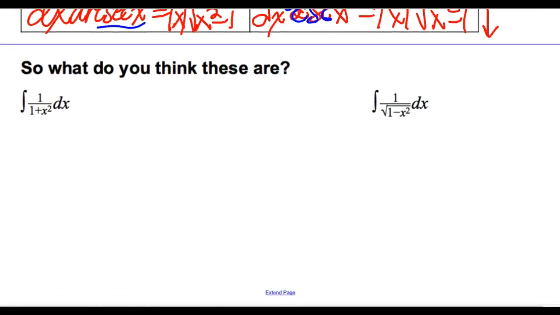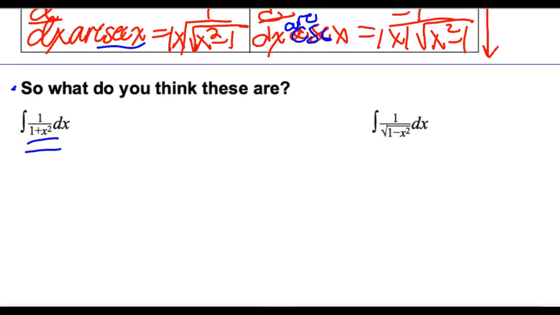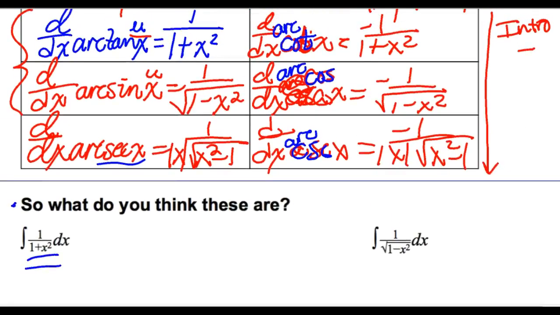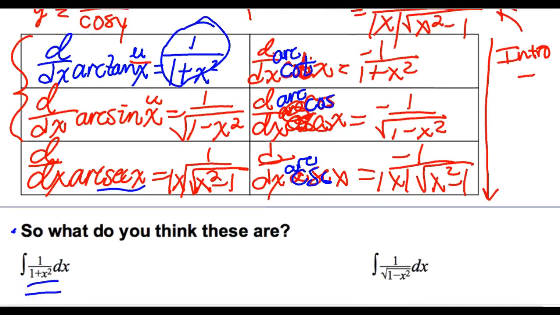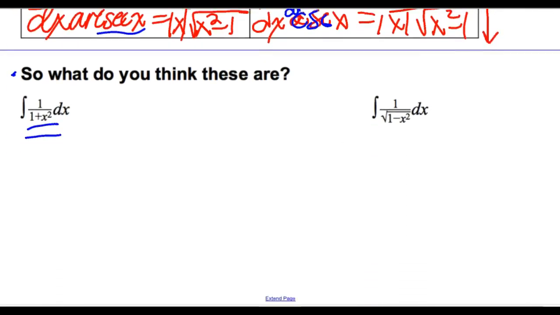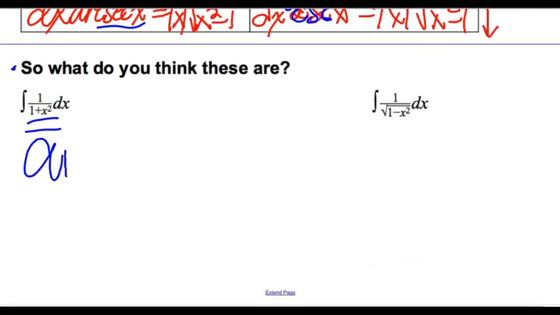So now this is what's new. How do we integrate these? Well, this one, you really shouldn't need to think about it because it's the derivative of what is 1 over 1 plus x squared. And that's in your face, this one. So the antiderivative of 1 over 1 plus x squared is just arctan x.